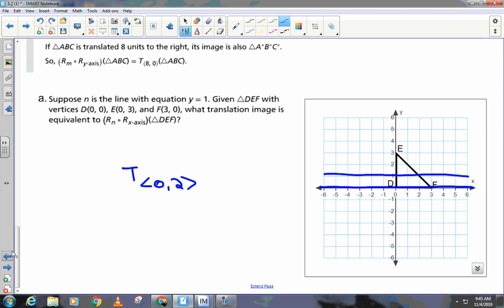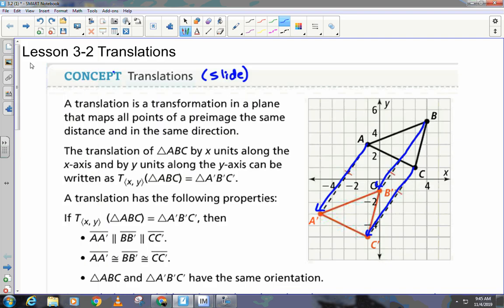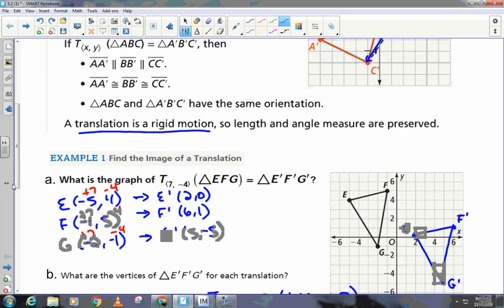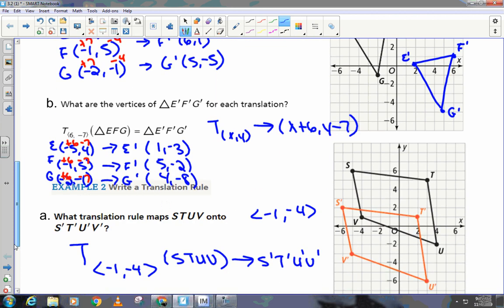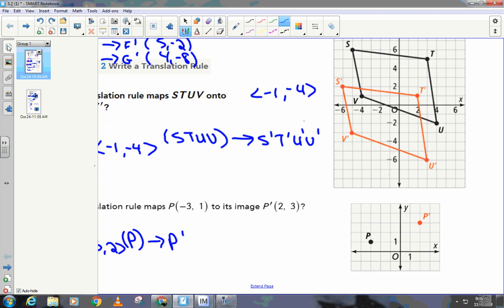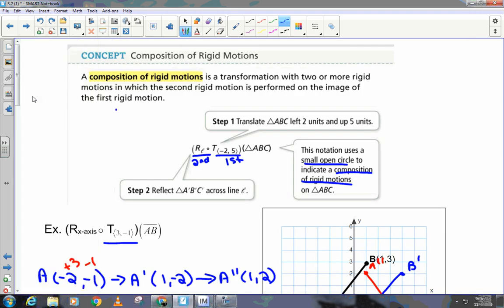All right, so we talked about what a translation was, also called a slide, and that moves something left, right, up, down. Here's the notation for it, the little vector symbol. Make sure you understand that. We talked about going backwards with that. Then we said that if you do a composition of transformations, what do you do first? The second thing and then the first thing, right? And the composition is a little open circle.